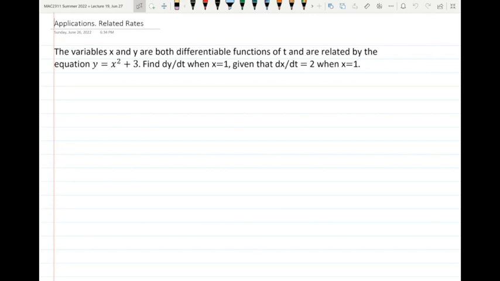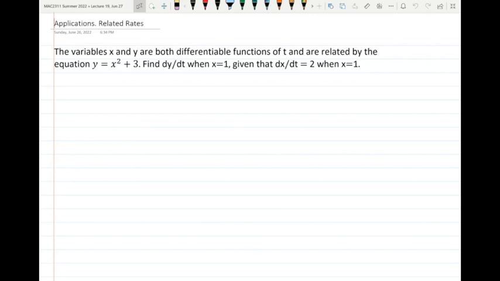Let's just read this problem. The variables x and y are both differentiable functions of t and are related by the equation, and I'm already giving you the equation for how these two variables are related. The question is to find dy/dt when x is equal to 1, given that dx/dt is equal to 2 when x equals 1.